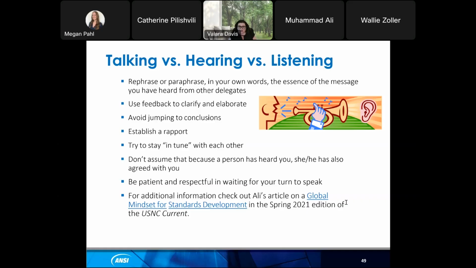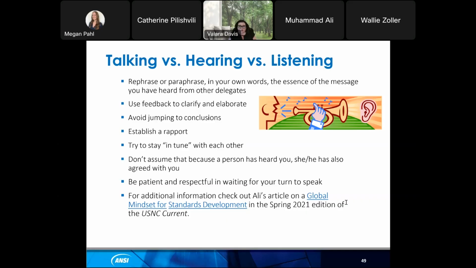And then I think it's really important, especially in virtual meetings, that we're being respectful and patient and waiting for our turn to speak, whether it's using the raised hand function on a virtual call or raising your hand within the meeting. Follow the rules of that specific technical committee, how they function. Smaller committees may function a lot differently than a larger committee. So it is important to know the dynamics of the committee that you're going into.